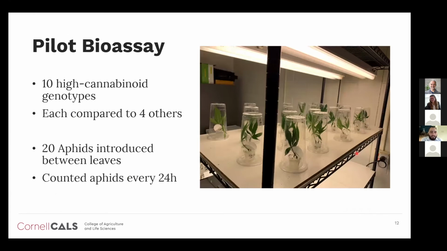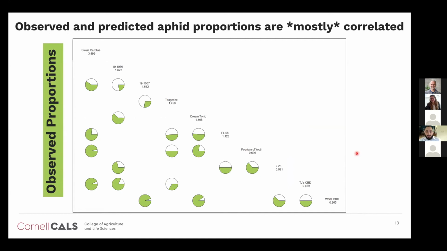So I selected 10 different high cannabinoid genotypes, and I designed a network where each genotype was compared to 4 other genotypes. I introduced 20 aphids on a piece of filter tip paper between the leaves, and I counted the aphids every 24 hours. And this is the data we got. It's a lot, so I'll kind of walk you through it.